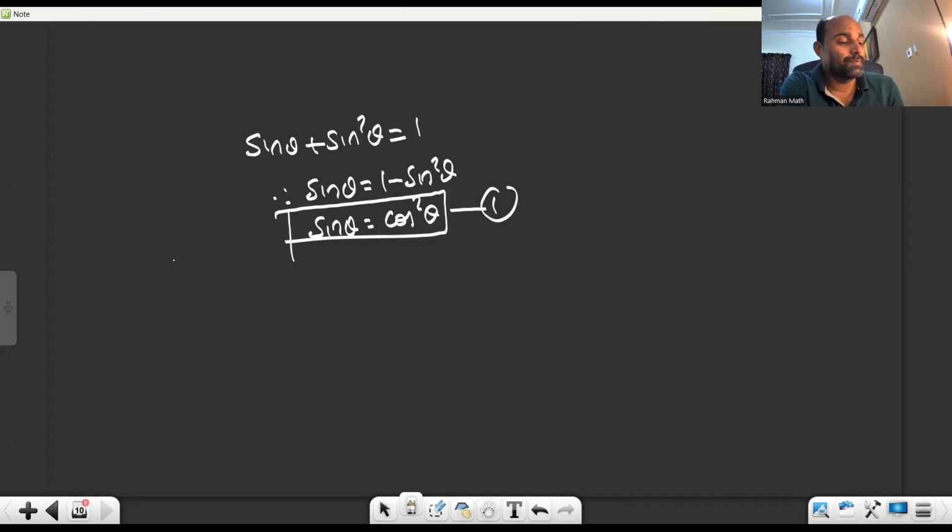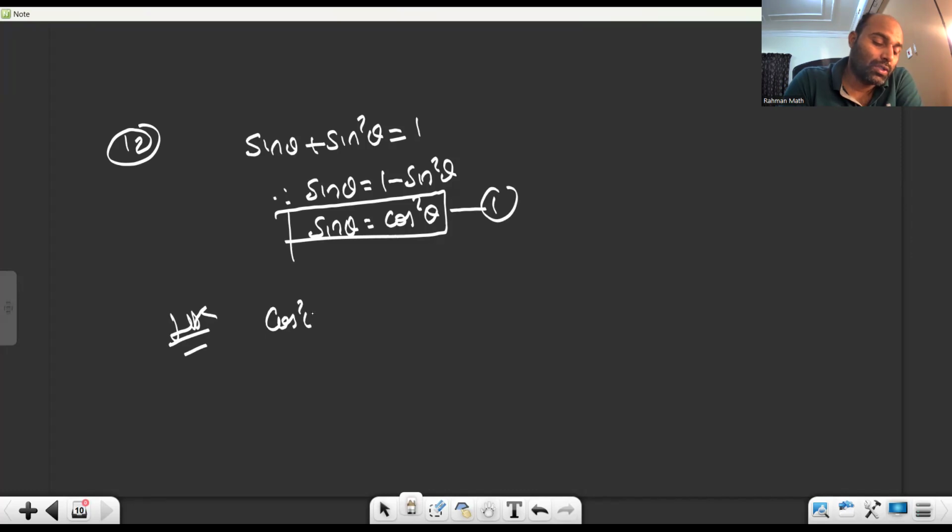What do you want to find? That LHS you rewrite. Question number? Question number 12th one. LHS: cos square theta plus cos raised to 4 theta is equal to... All of you listen. I am writing cos square theta plus cos square theta whole square.